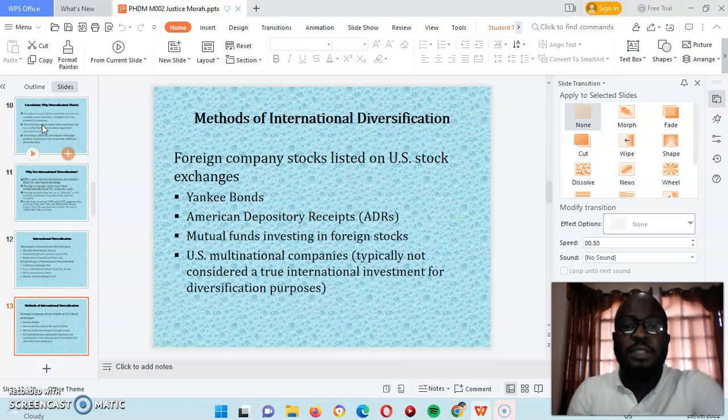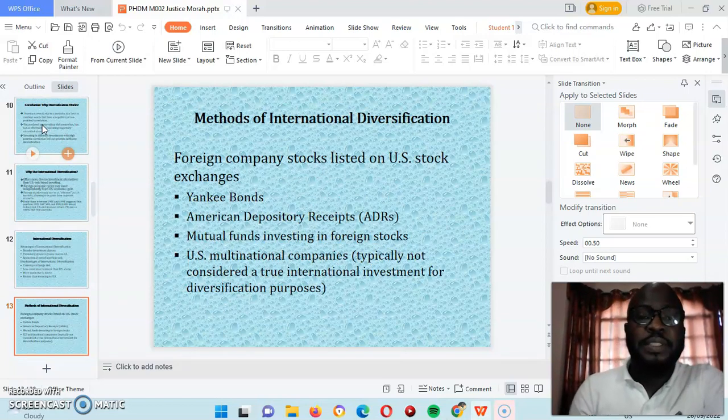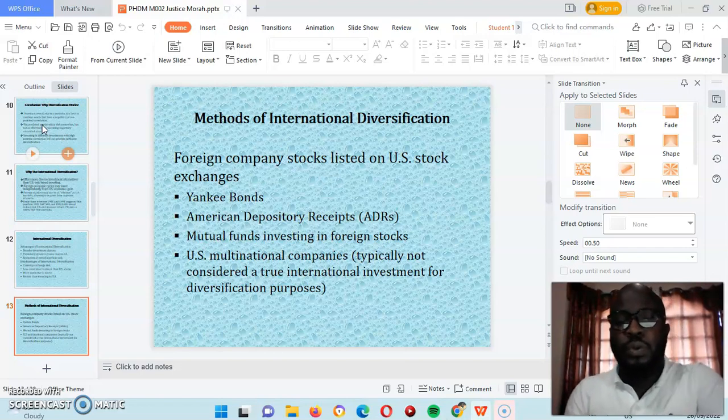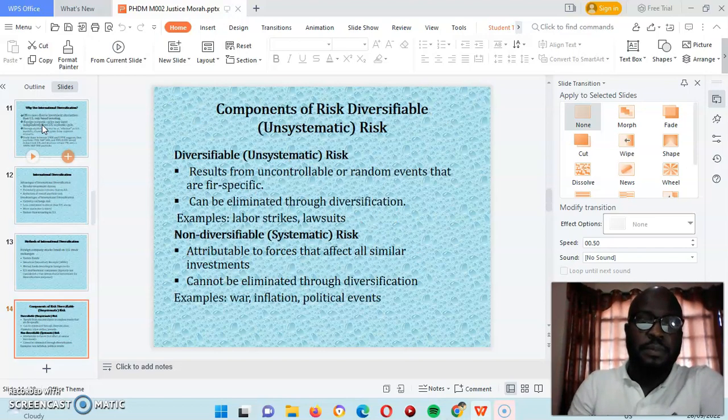Then we have the methods of international diversification, which is foreign company stock listed on a US stock exchange. Number one is the Yankee bonds, the American depositary receipts, the mutual funds investing in foreign stocks, and the US multinational companies, typically not considered a true international investment for diversification purposes.